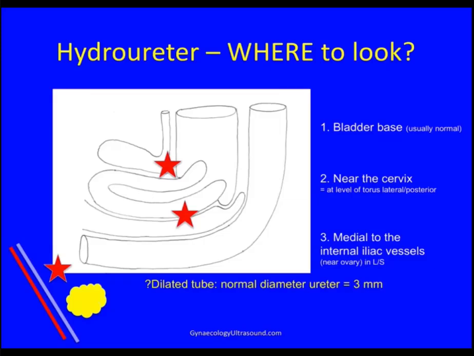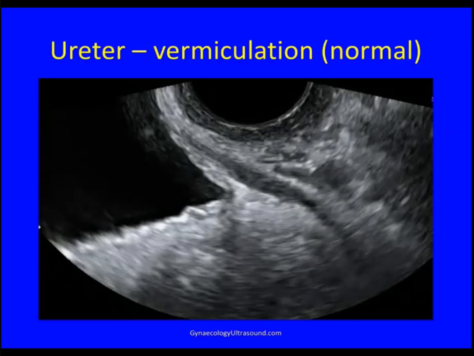If it's dilated, what do we mean by that? More than 3 millimeters. If you put colour on, if there's no flow, it's a ureter. If there's flow, it's a vessel. And you can look for vermiculation. A ureter vermiculates, and this is what that looks like.